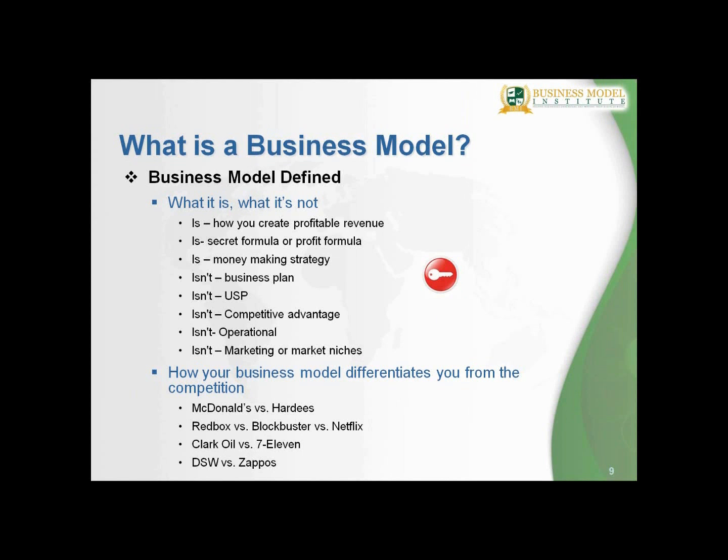How your business model differentiates yourself from your competition is pretty significant. If you look at the examples that we've got on the bottom of the screen, you've got McDonald's versus Hardee's. They both sell hamburgers, but they both have very different business models. You've got Redbox and Blockbuster and Netflix. All three of those are in the video business, all with different models, all with different profitability, and now Blockbuster's even gone, which is amazing.